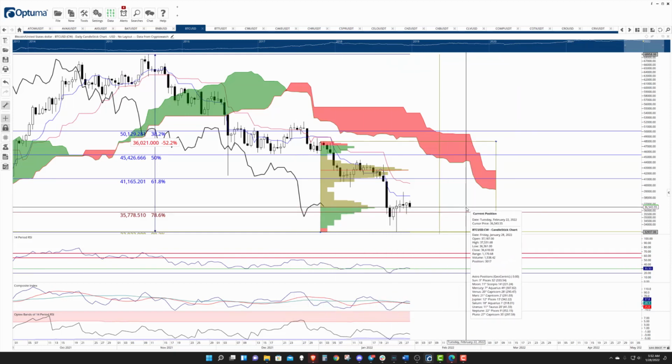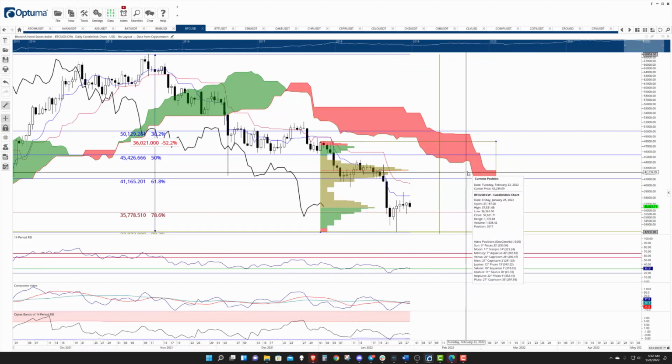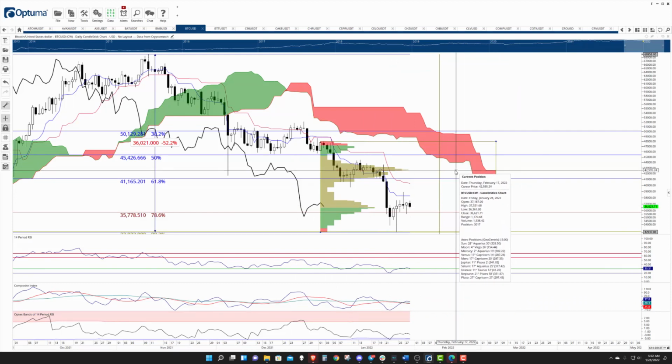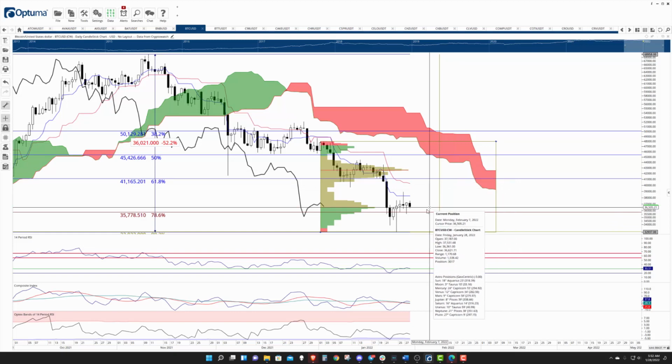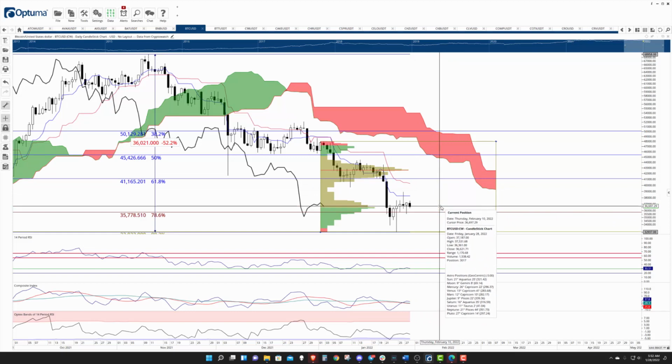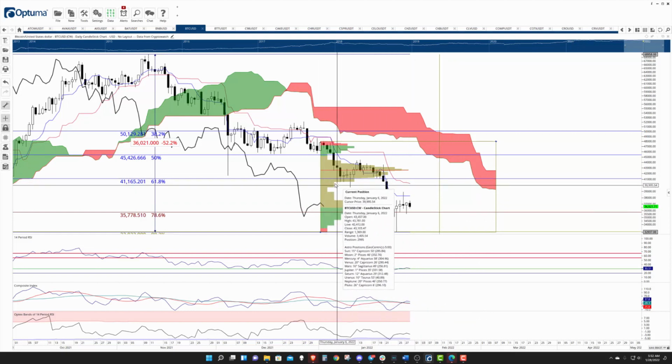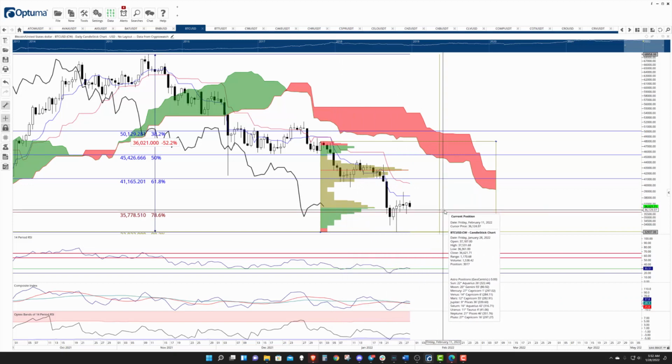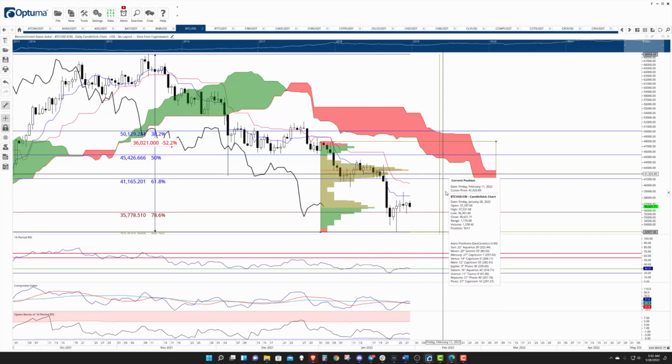So the current high volume node that we're at, 36,500, is below where the current 2022 volume point of control is at, 42,500. If there's going to be a move higher, then it's got a very thin profile to move through, so it should have a very easy path moving up.